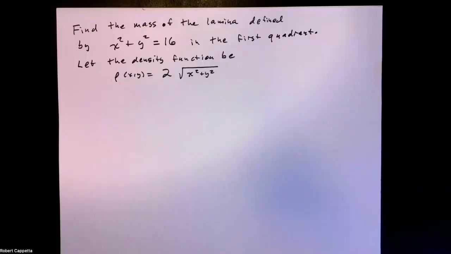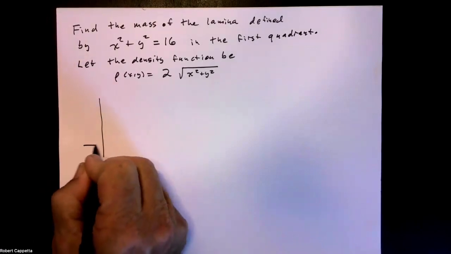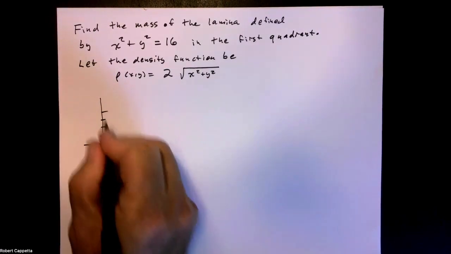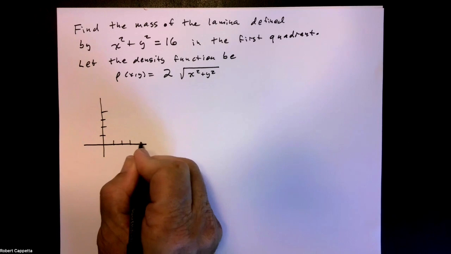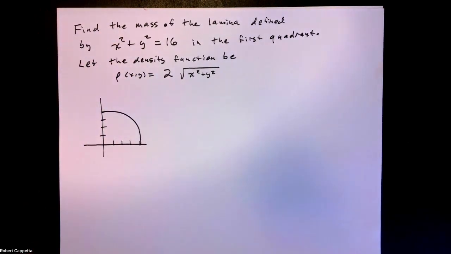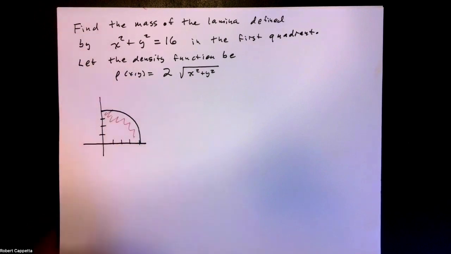Let's do one more problem. We want to find the mass of the lamina defined by that circle, x squared plus y squared equals 16 in the first quadrant with that density function. So we have a circle of radius 4 in that first quadrant. We have our density function, and it gets more dense as it moves out from the origin to the outside. So that's our image that we're going to start with.